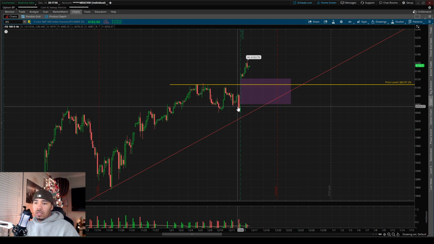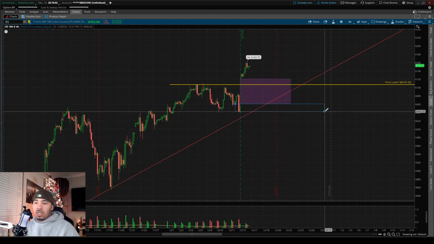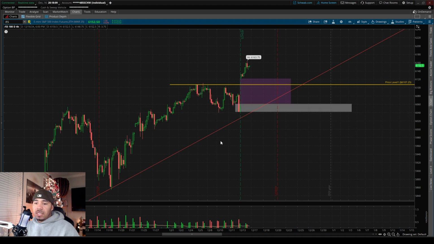So understand that right here as well, we have a demand zone. Okay. So what I would do here is I would chart that area and I'll put that in my demand. Now, I don't know if we're going to move back down to this price point because we are a little far away, but it's always good to just have it. All right. Because as you know, futures, we move pretty rapidly.